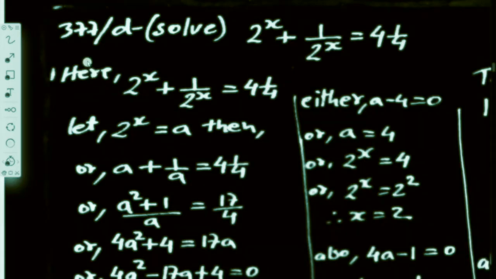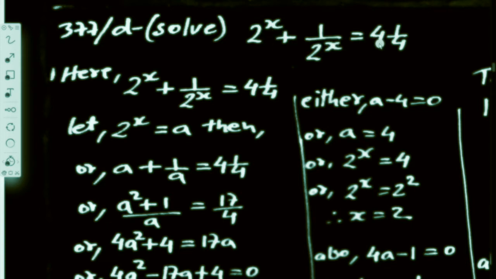Next, the question given here is number 377 by d, to solve. Solve means the equation should be solved. So the equation is given to solve. Now our given equation is 2 power x plus 1 by 2 power x equals 4 1 by 4. Here we solve this equation to get the value of x.